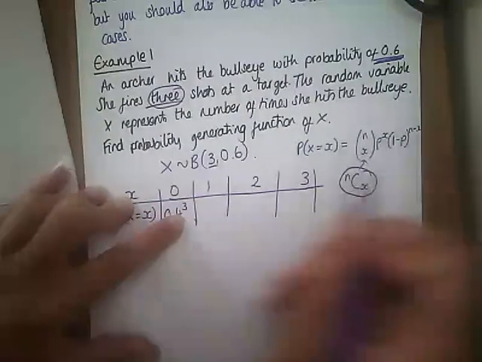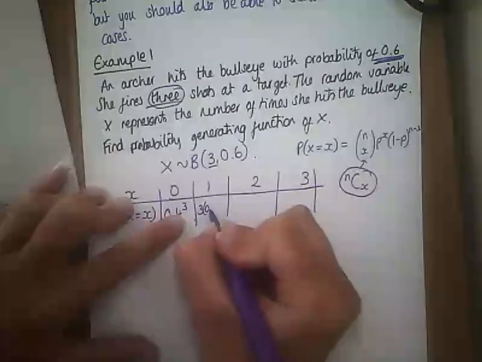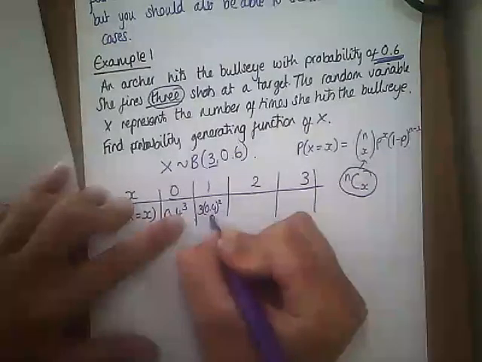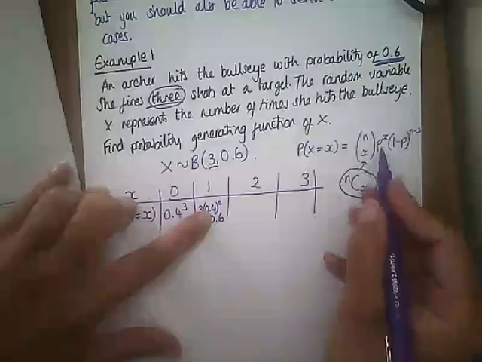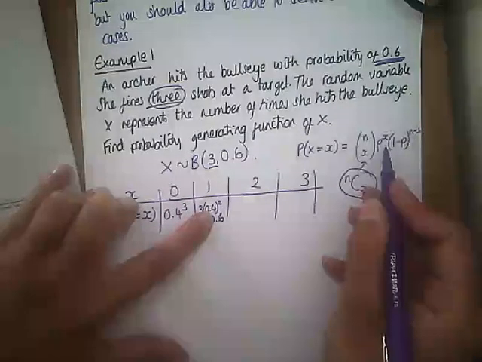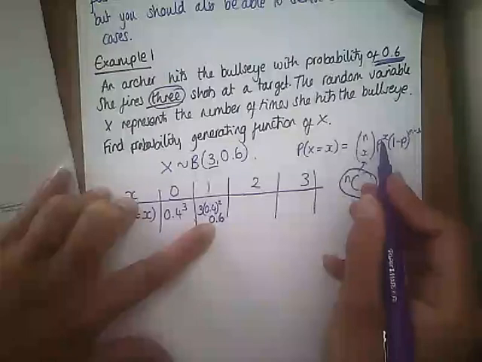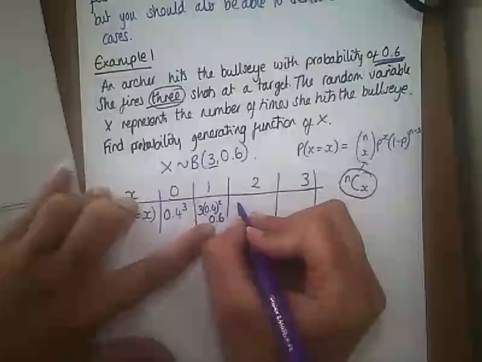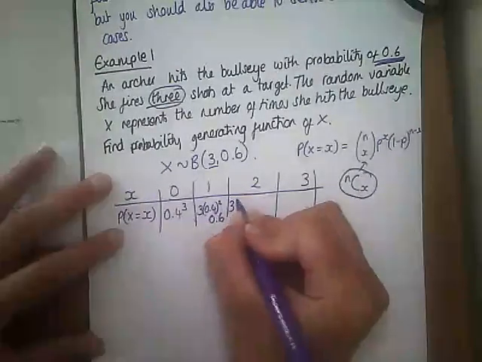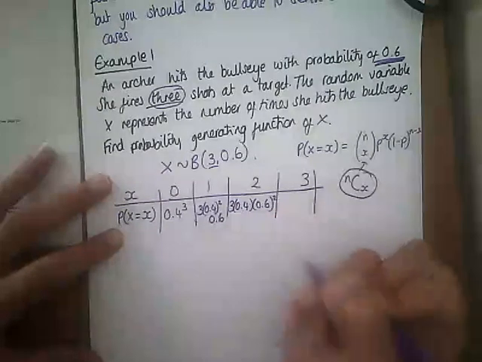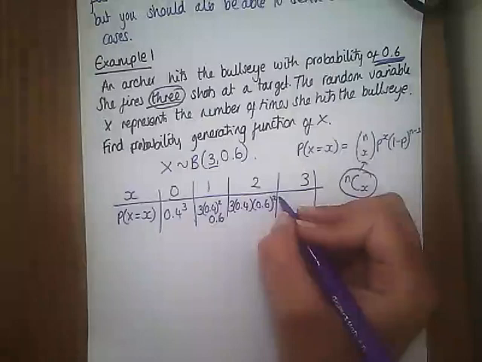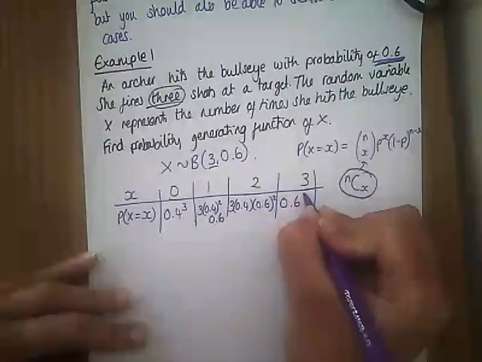I'm using a similar method. This is going to be 3, that's from this, 0.4 to the power of 2, that is this bit, and 0.6 to the power of 1. This bit here is going to be 3 lots of 0.4, and then 0.6 to the power of 2. And then this last bit is going to be 0.6 to the power of 3.